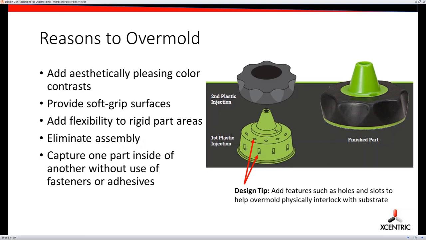Okay, so reasons to overmold. There are many reasons why you would want to overmold something. Add aesthetically pleasing color contrast to your parts. If you look over to the right there, you have a piece with a bit of a grip feature added to it that was in a different color, a different texture. You add flexibility to rigid part areas. You can eliminate a great deal of assembly and secondary operations. If these pieces are molded together, they're ready to go, and that doesn't have to be done in a secondary operation. And obviously, you capture one part inside of another without gluing or having to fasten them in some other way. That's a good example to the right there.